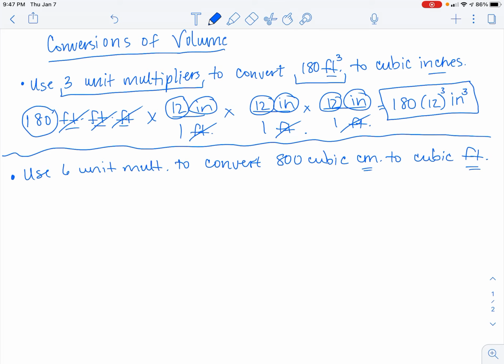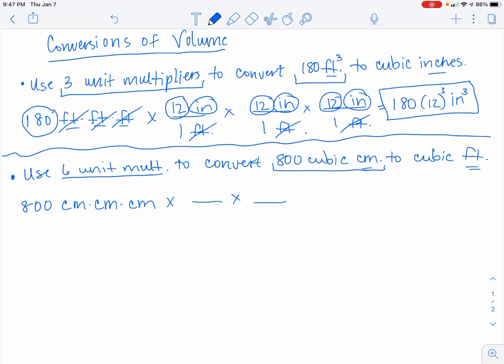So we're going to have to make more than one conversion, which is why they want you to use 6 unit multipliers. So let's write down first what we're starting with. What are we trying to convert? We're trying to convert 800 cubic centimeters. And since it's cubic centimeters, I don't even have to write the word cubic. We're just going to put centimeter times centimeter times centimeter. That represents cubic centimeters because it's centimeters multiplied 3 times with itself.